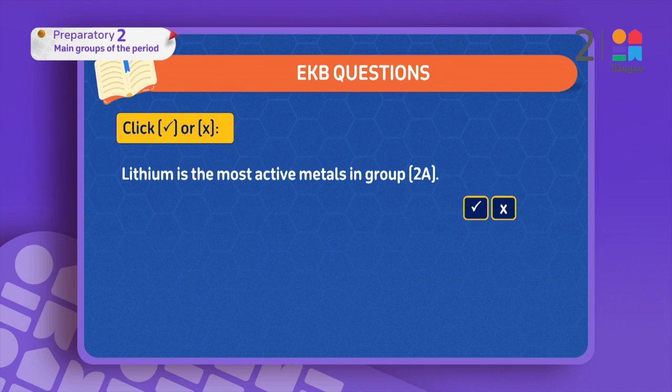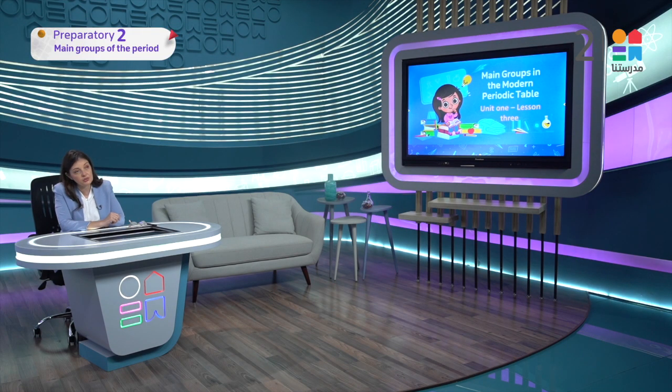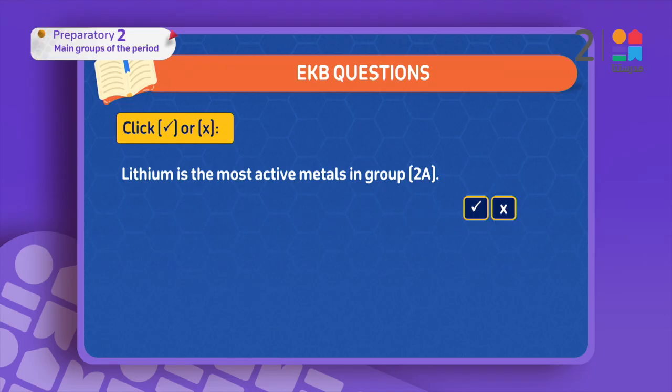Lithium is the most active metal in group 2A. This is a right or wrong question. What do you think about this statement? Do you think it is right or wrong? If it's right, why? Because of what? Or if it's wrong, what is wrong in this statement? Lithium is the most active metal in group 2A.